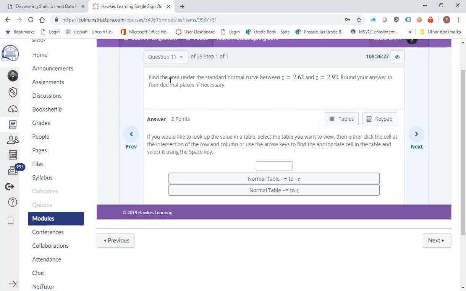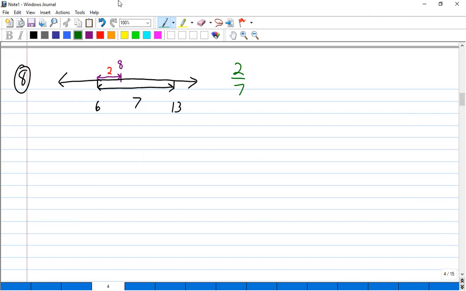All right, now this is find the area under the standard normal curve between two values. Let me show you what that would look like. This is problem number 11. This is going to be true any time I figure out the area between two values. For our problem, it gave us a z of 2.92 and a z of 2.62. So those are pretty big z values.